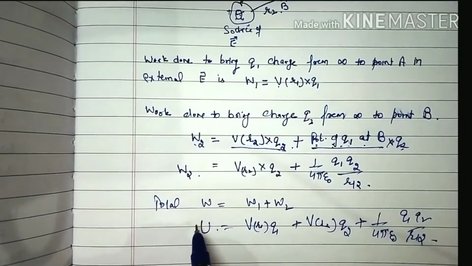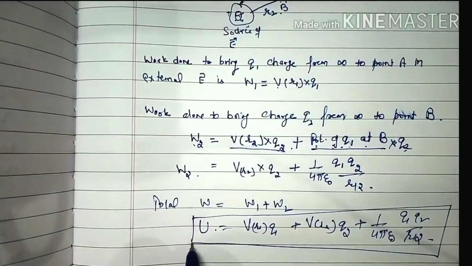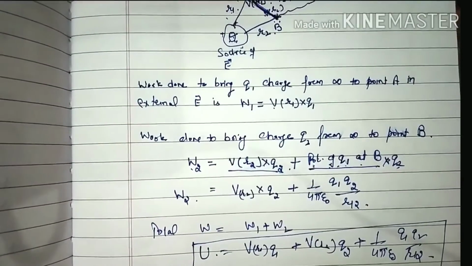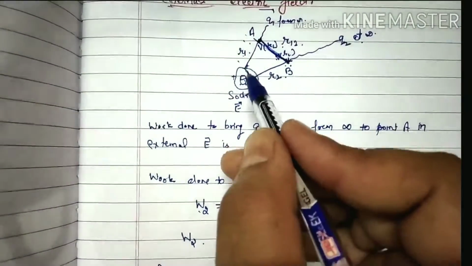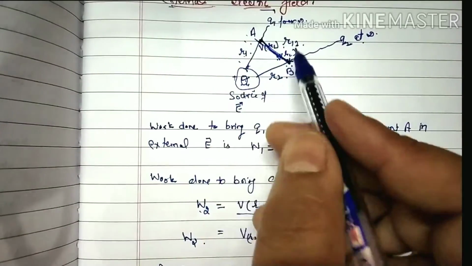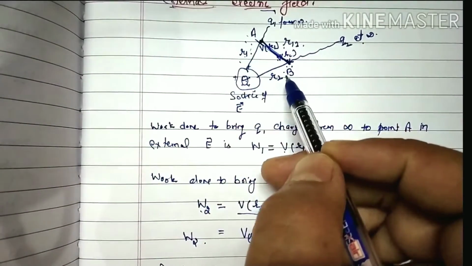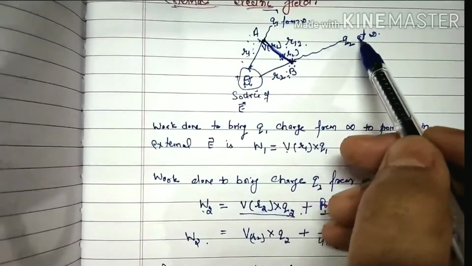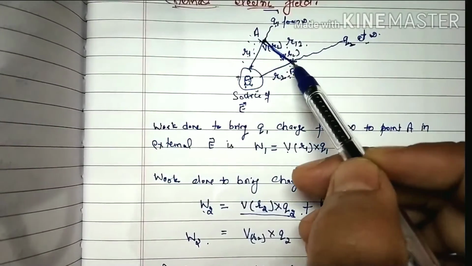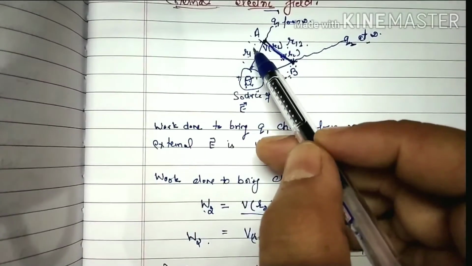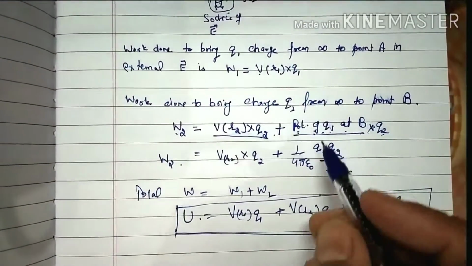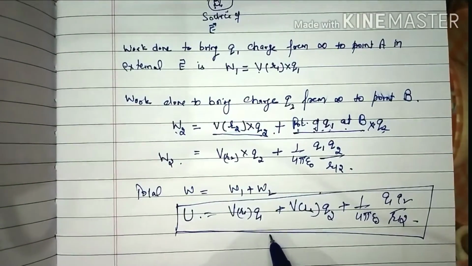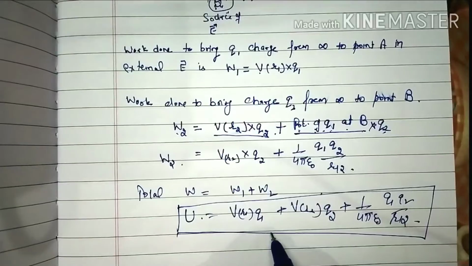So in this way we can find the electric potential energy of a system of two charges in the external electric field. For that we have firstly taken a source of external electric field, and these two charges are placed in the external electric field. When we have brought the first charge, here we have the potential of the source charge, and when we have brought the Q2 charge from infinity to point B, there is a potential of the source charge and the potential of the Q1 charge. So here we have an additional term. After adding this we will get the total work, and that work will be stored in the form of electric potential energy.